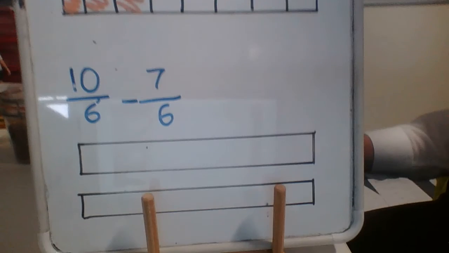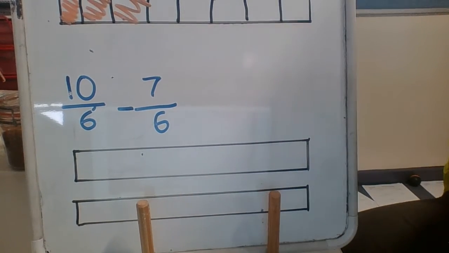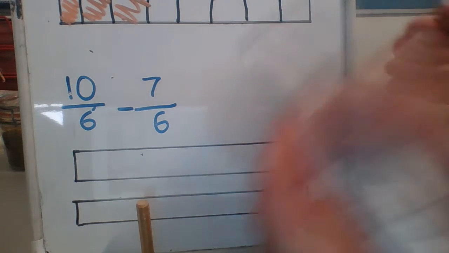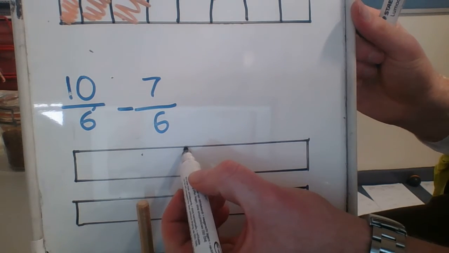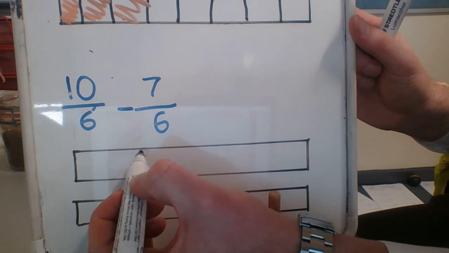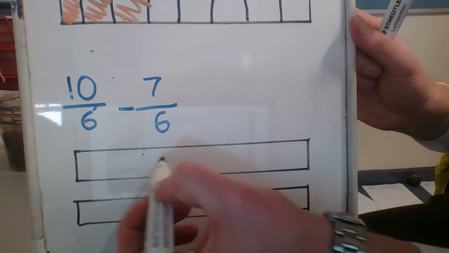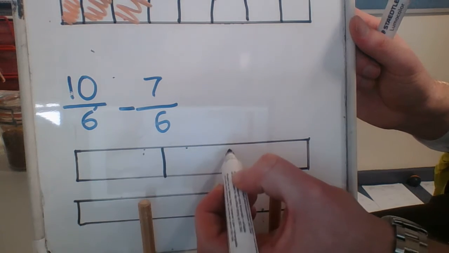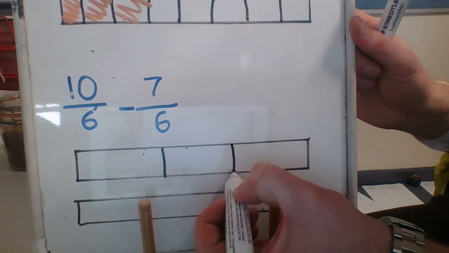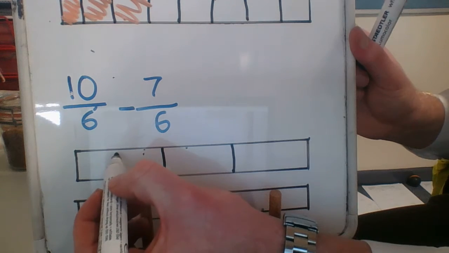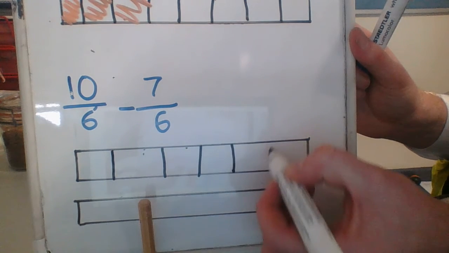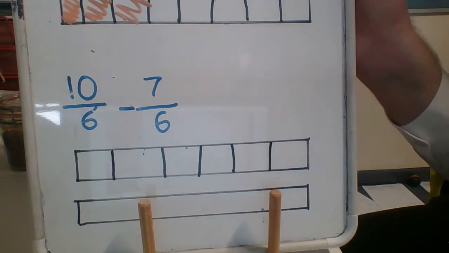This one says, we could read this as 10 sixths, take away 7 sixths. So to start with, I could split my whole into thirds. So if I estimate that a half is about there, a third is a bit less than a half. And then if I halve my other section, I will have thirds. If I halve my thirds to make sixths. I'm going to have to do that again because I need 10 sixths.